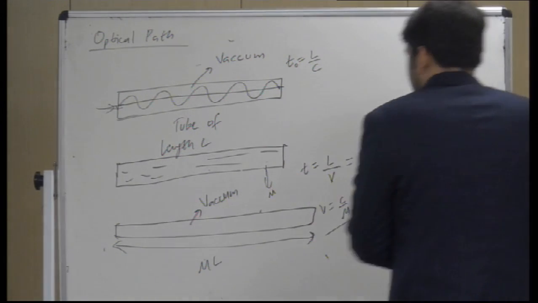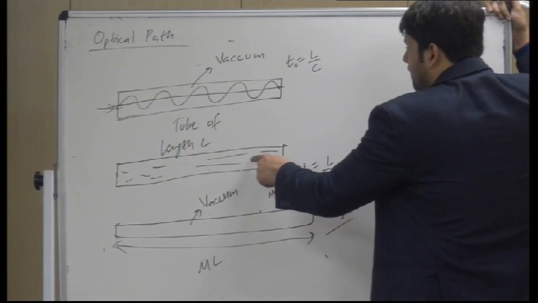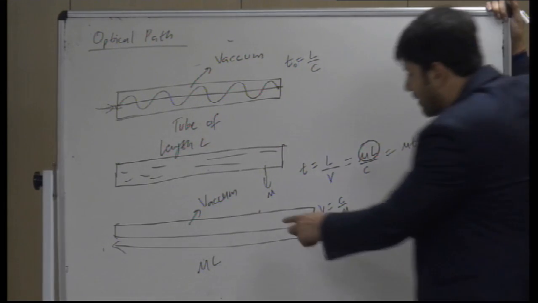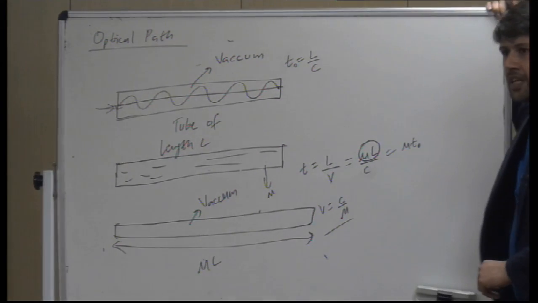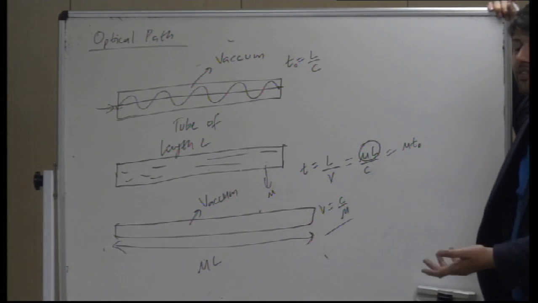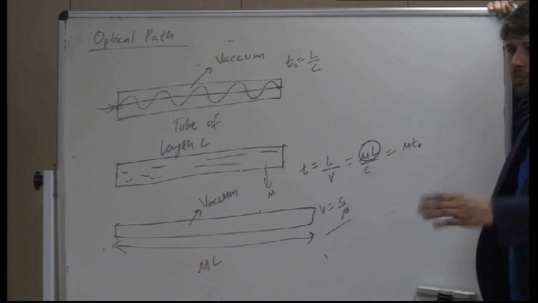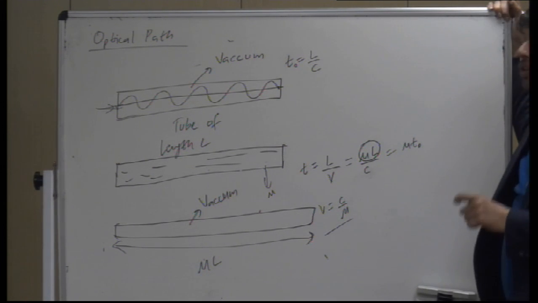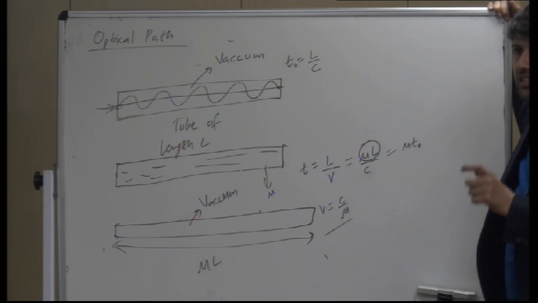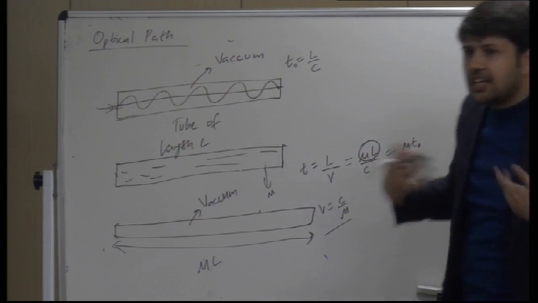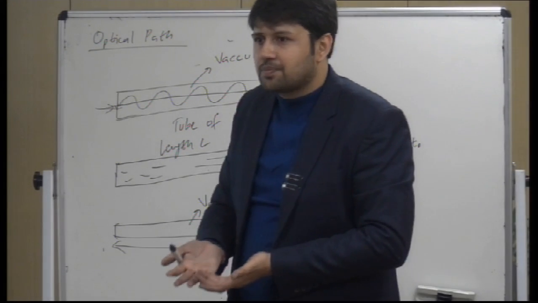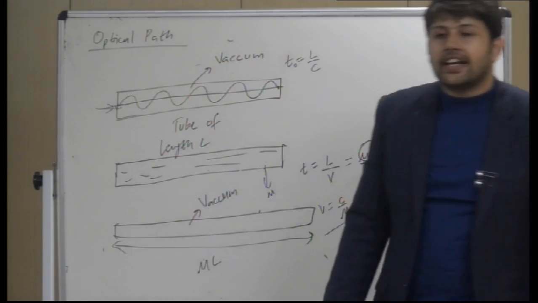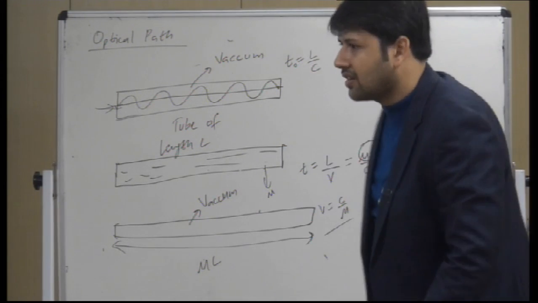This is happening with light. The time in which it travels through this medium, in the same time it would have traveled this much distance. So instead of keeping the medium, we are now introducing increased distance. This increased distance is called optical path. This is the path which light feels that it is covering, right? Optical path is the increased distance which light covers in the same time.